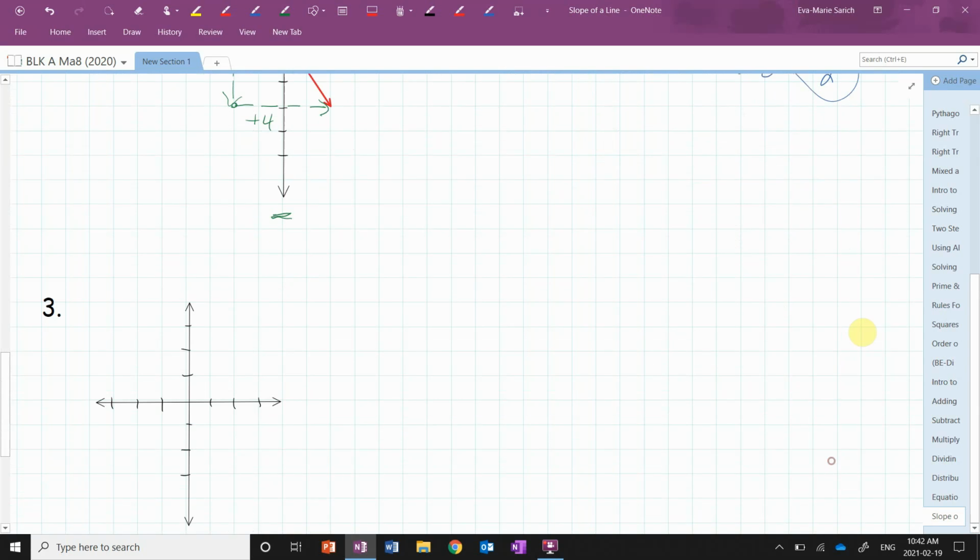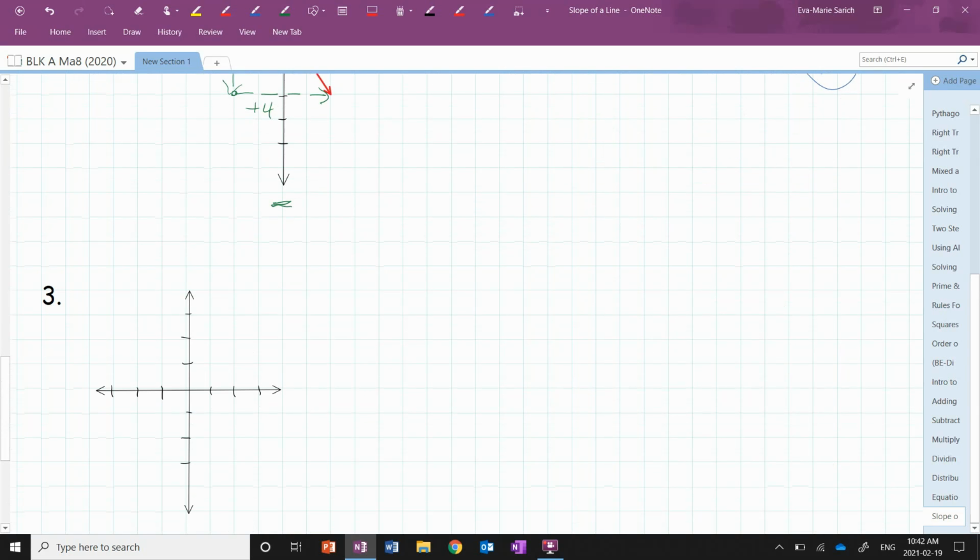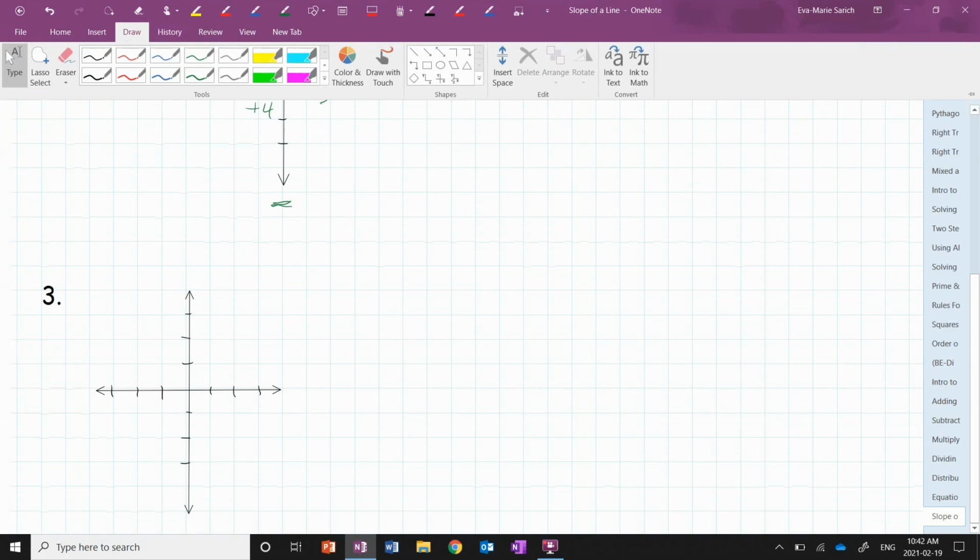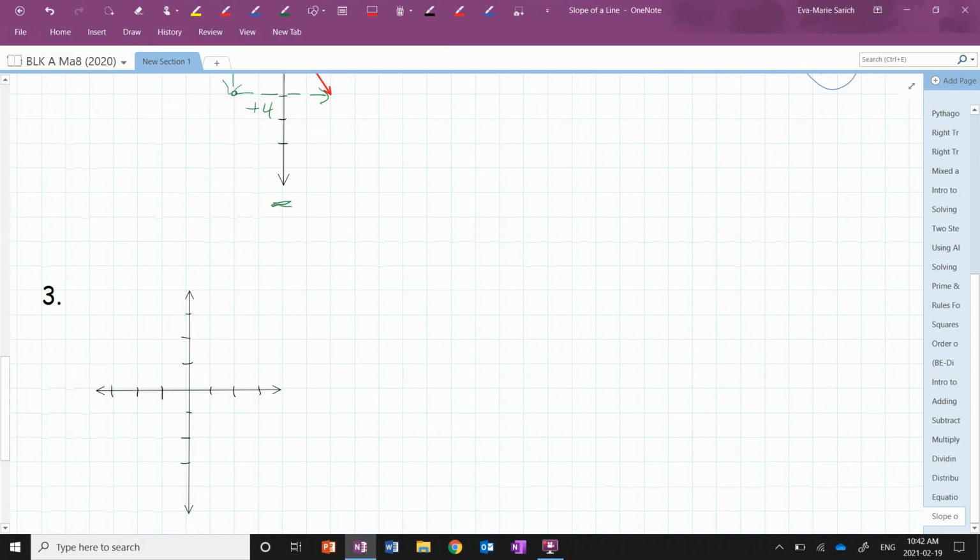Okay? Let's do a third example. So again, we're going to have a grid and we're going to draw a line. We're going to go left 2 and we're going to go up 2 and we're going to start our line there. And we're going to go then right 2 from there. So the other end would be, in fact, right 2 and up 2.